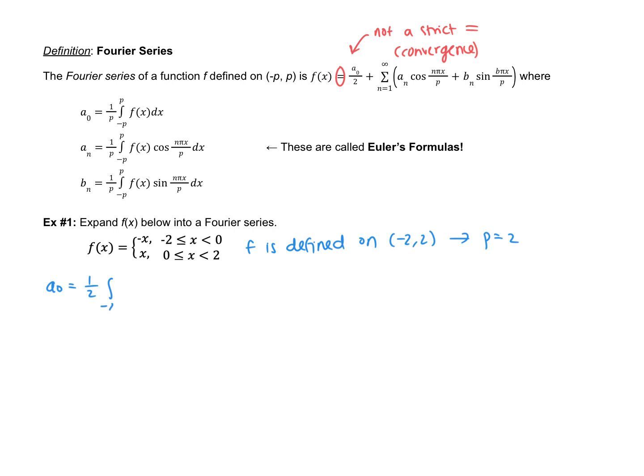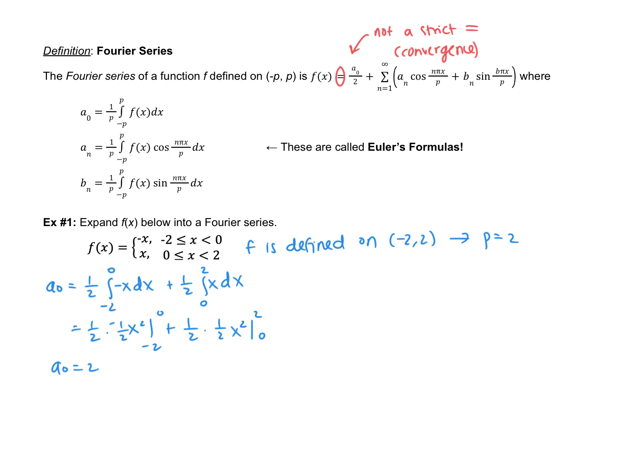I'm going to integrate from negative 2 to 0 of negative x dx, and then I'm going to have to integrate from 0 to 2 of x dx. And so what that gives me is the first integral is negative 1/2 x squared from negative 2 to 0. And the second integral is positive 1/2 x squared from 0 to 2. And I will just tell you all of that ends up becoming 2.